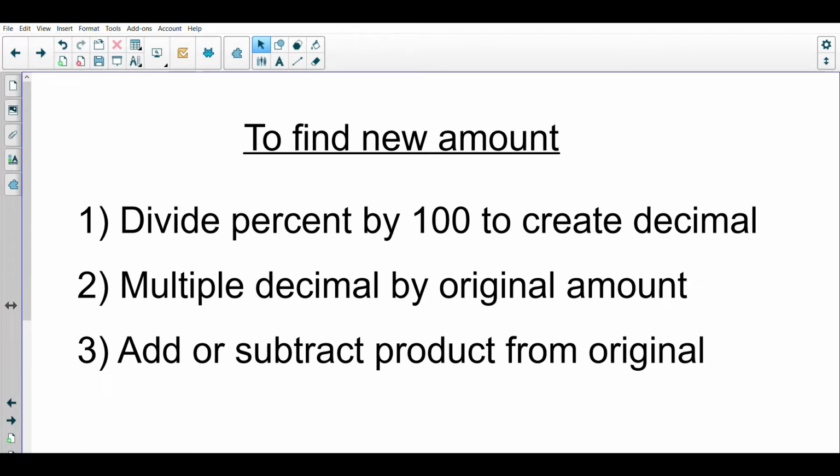If we're trying to find the new amount, you're given the original and a percent. Divide the percent by 100 to create the decimal. Then take the decimal and multiply it by the original amount, and then you will add or subtract from the original. That depends on whether it's an increase or decrease: such as a tax, you would add, or a discount, you would subtract.